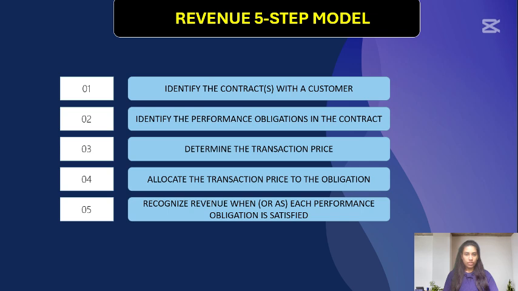Then we can identify the five-step model that applies to revenue arising from contracts with customers. The first one is to identify the contract with the customer. Second is to identify the performance obligations in the contract. Third is to determine the transaction price. Fourth is to allocate the transaction price to the obligations. And the last one is to recognize revenue when each performance obligation is satisfied.